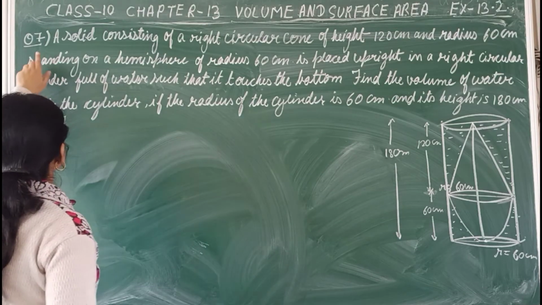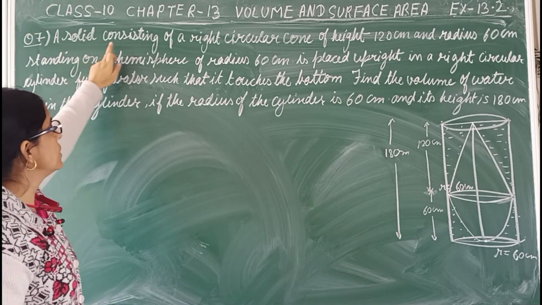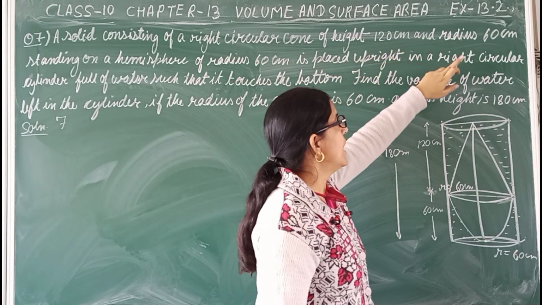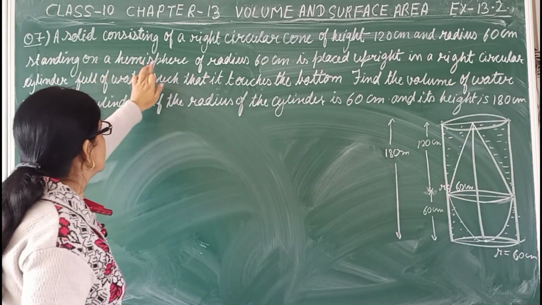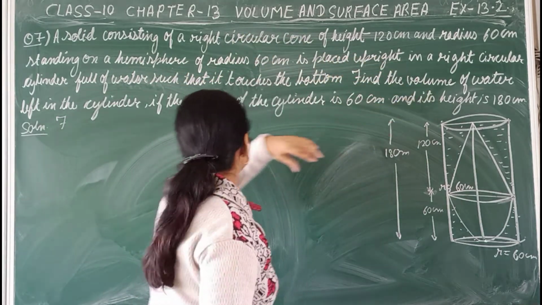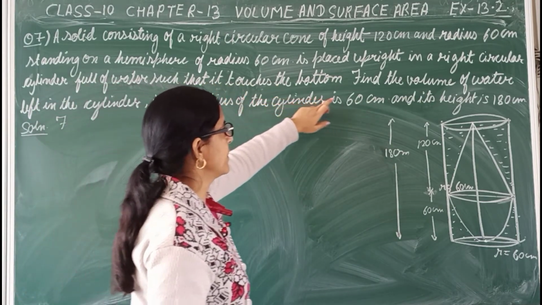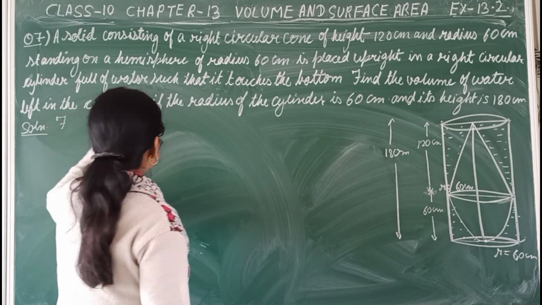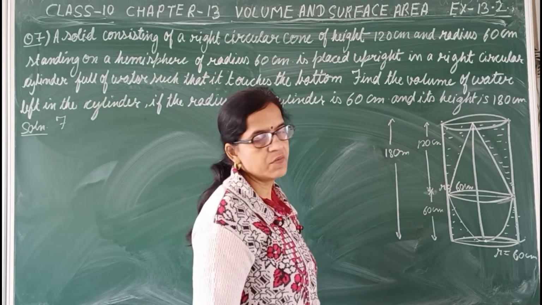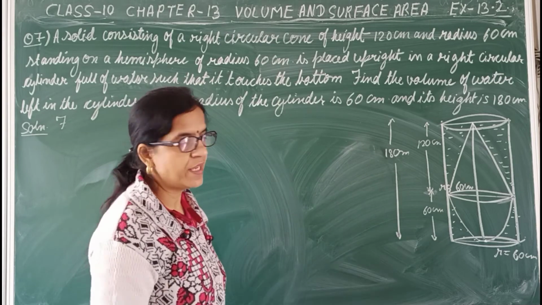Now let us move to the next question, that is question number 7, which I have written on the board. Question number 7 is saying that a solid consisting of a right circular cone of height 120 cm and radius 60 cm is standing on a hemisphere of radius 60 cm, and this is placed upright in a right circular cylinder full of water such that it touches the water. Find the volume of the water left in the cylinder if the radius of the cylinder is 60 cm and its height is 180 cm. This is the question. Now let us understand the question with the help of the figure.